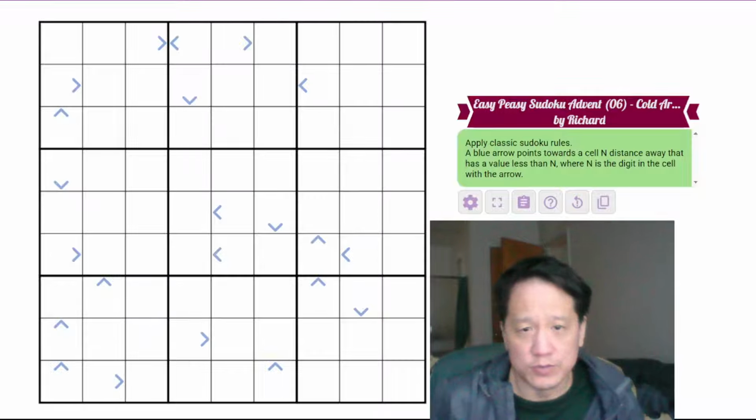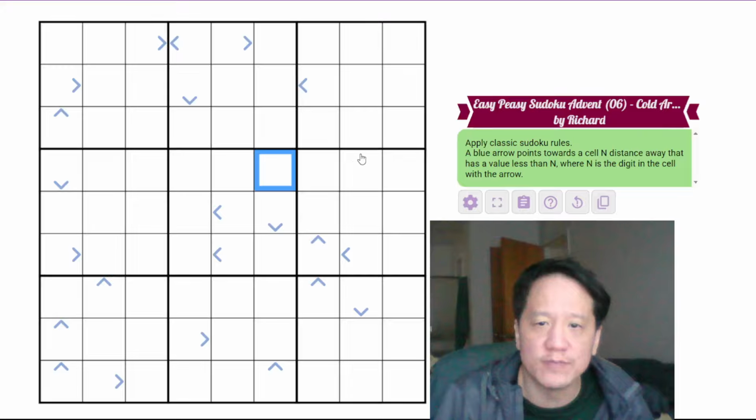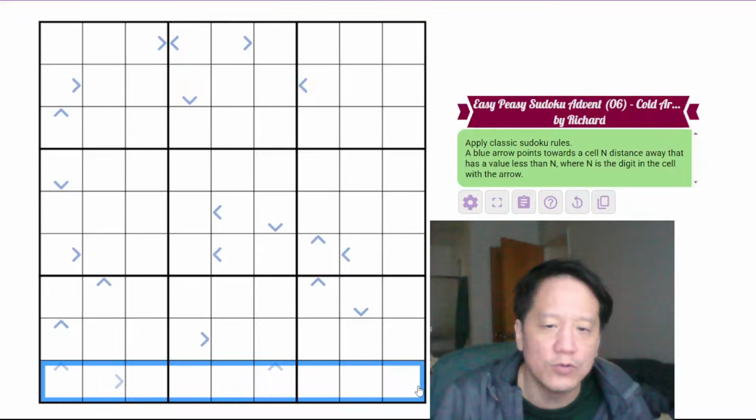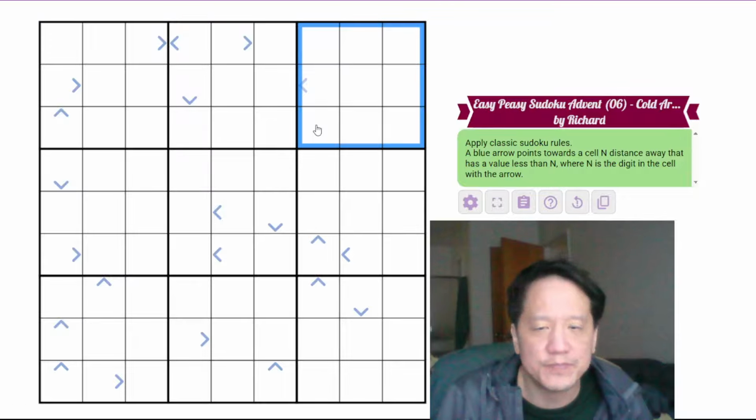And here are the rules. Apply classic Sudoku rules, which means in every cell in the grid, place a single digit from 1 through 9 such that there are no repeats in any row, column, or designated 9-cell region.